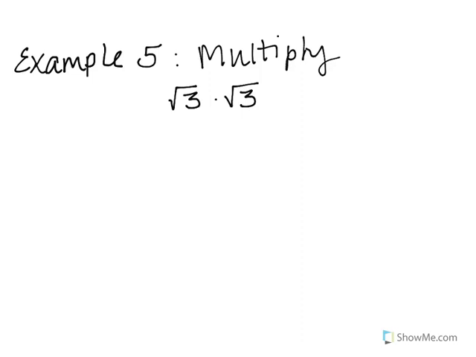All right, now multiplying, we can only multiply what's underneath the radical. So square root of 3 times square root of 3 is equal to the square root of 9. And then to simplify that, square root of 9 is 3.